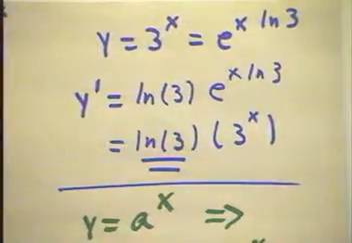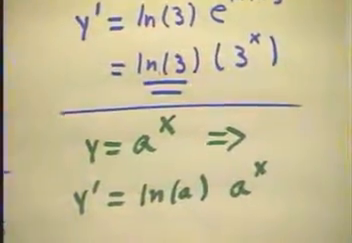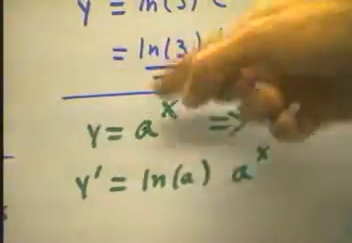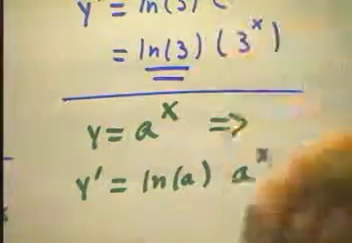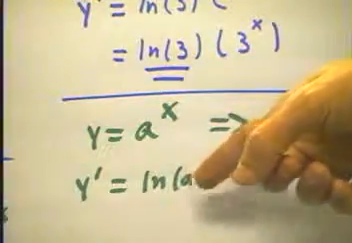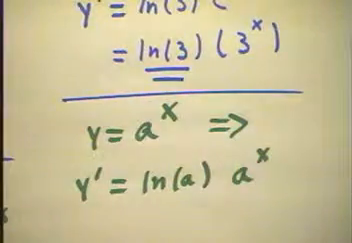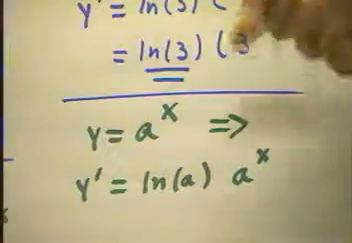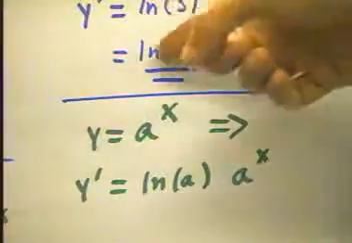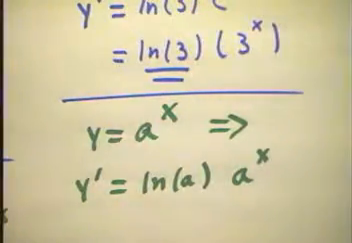We can generalize this to any function. If we have y equals a to the x, then we're going to say that y prime is natural log of a times a to the x. Just in the same way that the derivative of 3 to the x is natural log of 3 times 3 to the x.